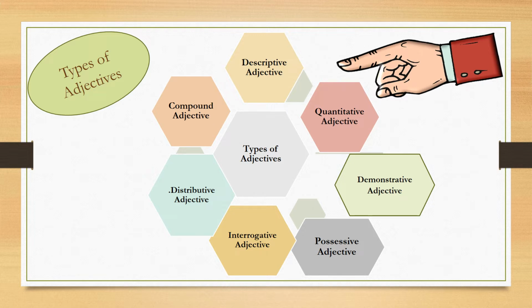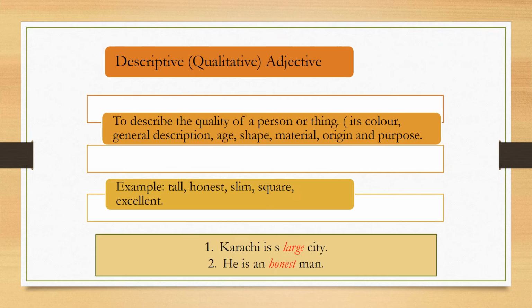There are different types of adjectives: descriptive, quantitative, demonstrative, possessive, interrogative, distributive, and compound adjective. After this, now come to the explanation of the types of adjectives. The very first one is descriptive or qualitative adjective.